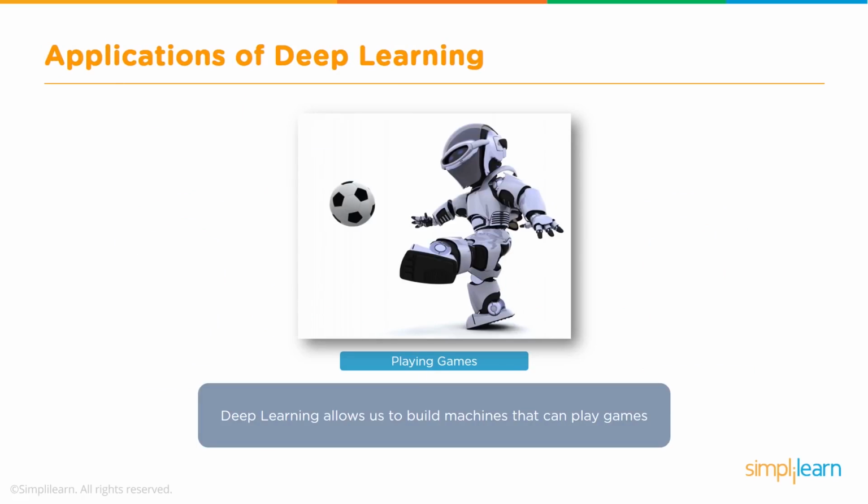What are some of the applications of deep learning? Deep learning is today used extensively in gaming. You must have heard about AlphaGo, which was created by a startup called DeepMind, which got acquired by Google. AlphaGo is an AI which defeated the human world champion Lee Sedol in the game of Go. So gaming is an area where deep learning is being extensively used, and a lot of research happens in the area of gaming as well.